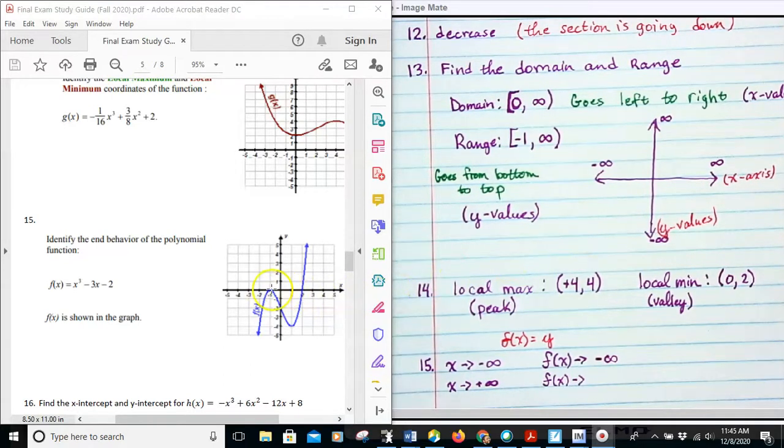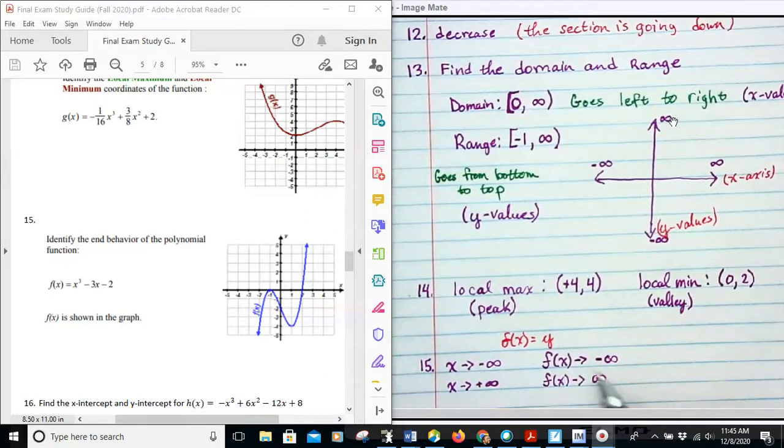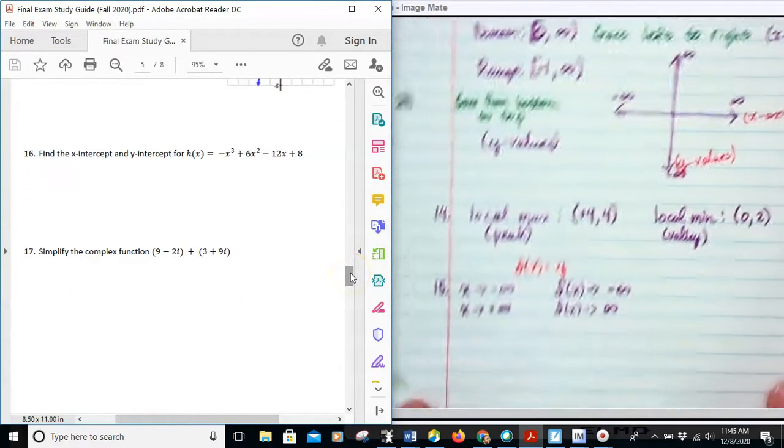And then as x goes to positive infinity on this side, the graph is going up forever and ever. So as it's going this way, your graph is going up. That's going to positive infinity. So as x goes to negative infinity, y goes to negative infinity, f of x goes to negative infinity. As x goes to positive infinity, your f of x, your y, goes to positive infinity. Not bad. We got this. We can do end behavior, guys. All right, so then let's now move into 16.